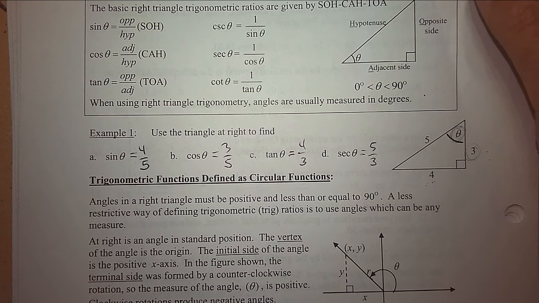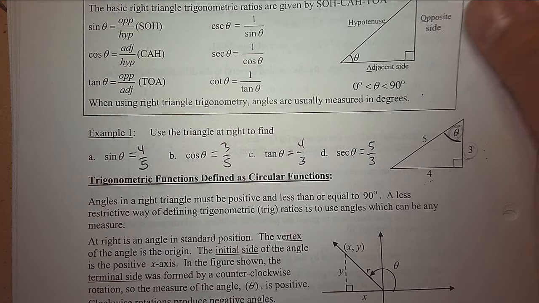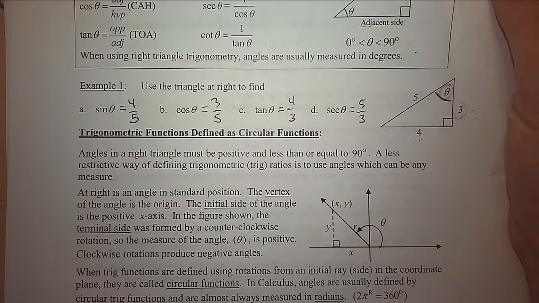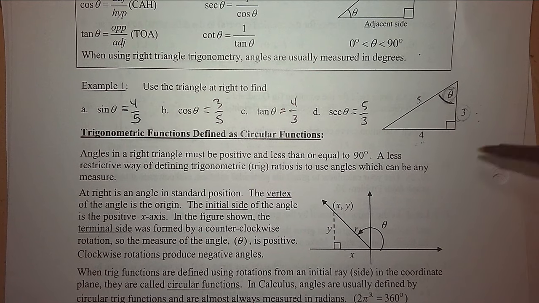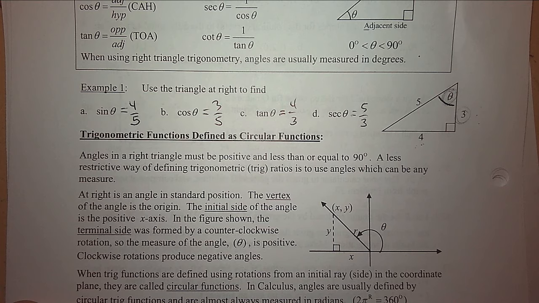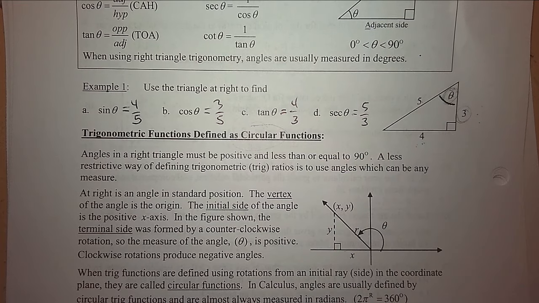Trig functions are often defined as circular functions. Now the reason is, a right triangle only goes up to that 90 degree mark, right? And then what happens when we get beyond 90 and get to like 180 or 270, 360, or on further? We need a circular understanding of trigonometry so we can get beyond a right triangle and have higher angles and negative angles.